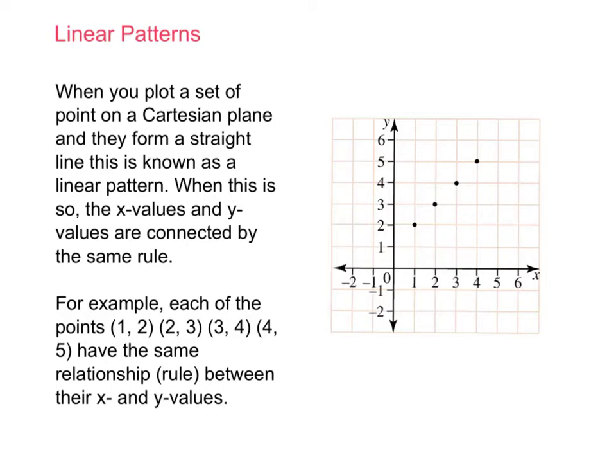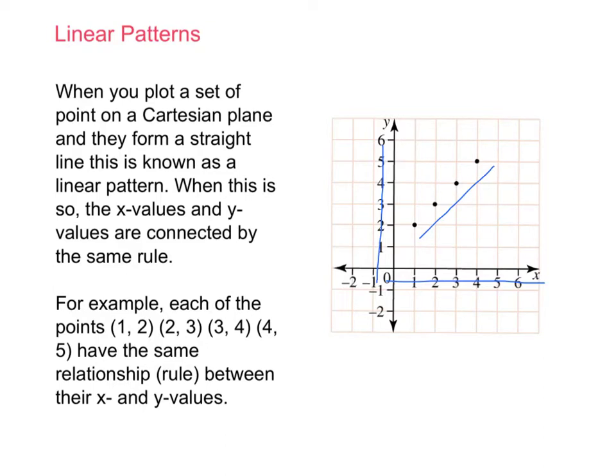So it says when you plot a set of points, sorry, it's meant to say points, not point, on a Cartesian plane and they form a straight line, this is known as a linear pattern. When this is so, the x and the y values are connected by the same rule. So these values here are our x values, these values here are our y values, which you should know if you've done the introduction to Cartesian planes. And when there's a linear pattern, so when they go in a straight line like these dots do, the x and the y values are connected by the same rule.